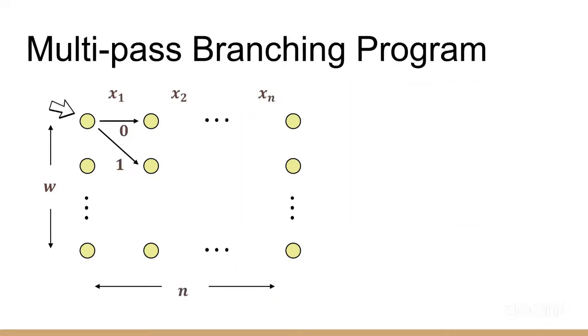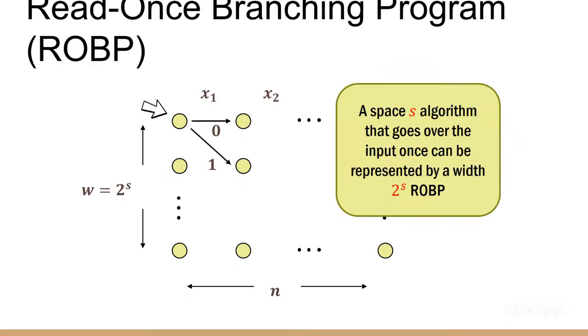Okay, so this is a read-once branching program, and only in this talk I mentioned a space S algorithm. From now on, I will only talk about branching programs.